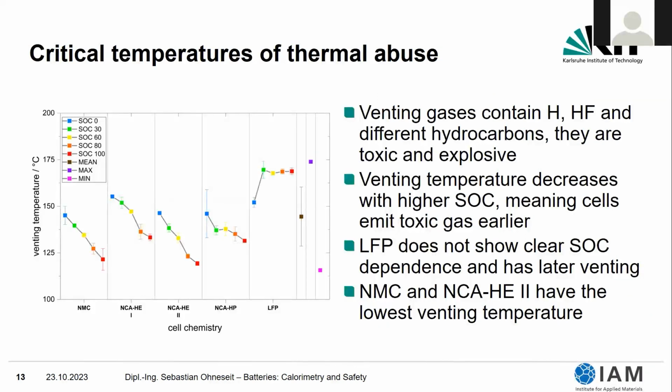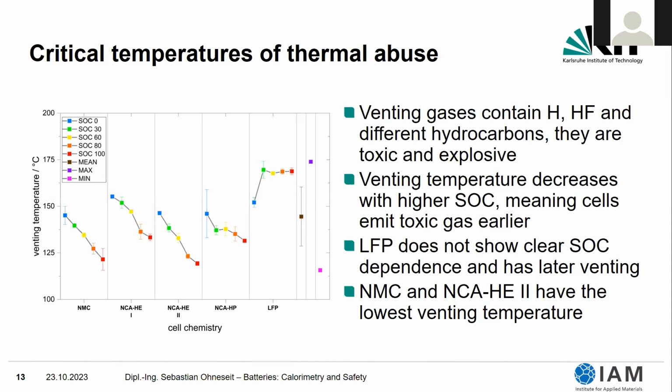The second critical temperature that I like to show to you is the venting temperature. I guess all of you know, venting of cylindrical cells is intended to be a safety device. However, the venting gases contain hydrogen, hydrogen fluoride, and also different hydrocarbons. And therefore, the venting gases are toxic and explosive. So venting is a safety device to prevent cell rupture, but the venting itself can be harmful for passengers.